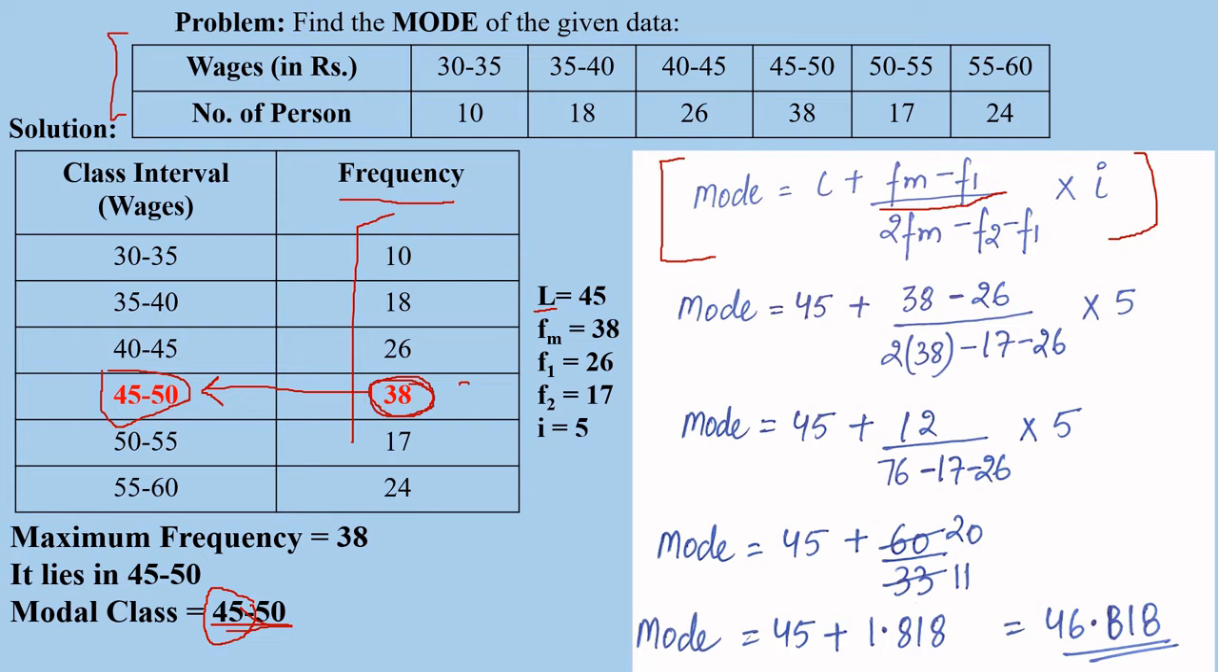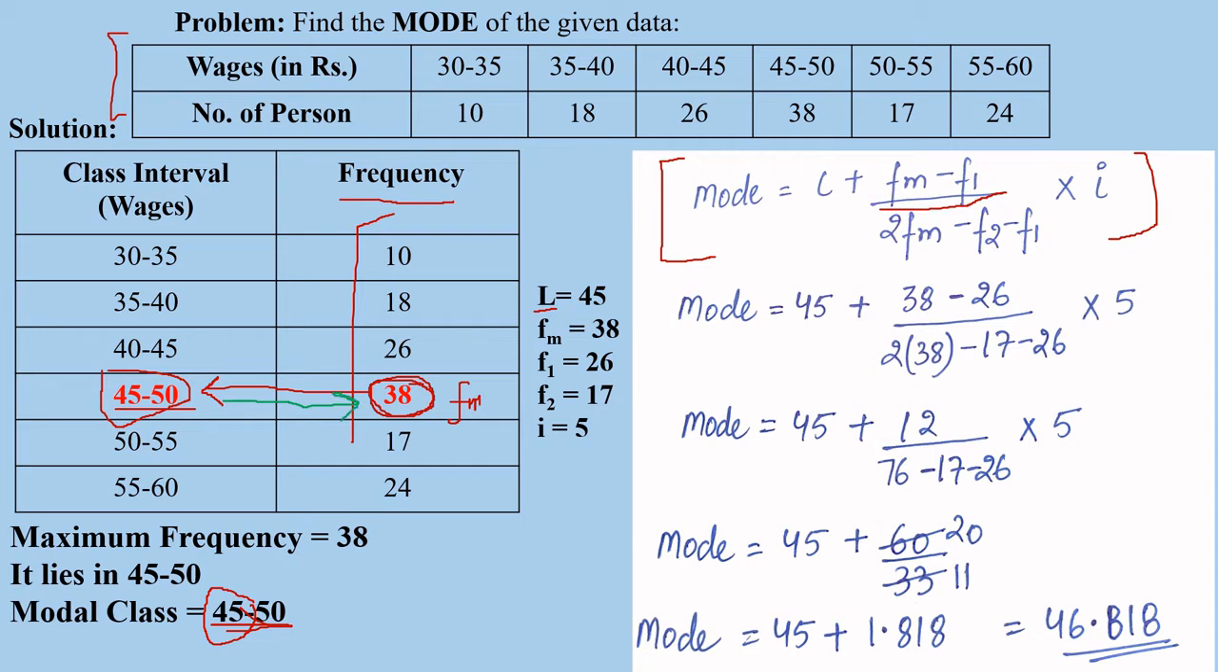Now find the value of Fm. Fm is the frequency of modal class. Here in this data modal class is 45 to 50. So the frequency of modal class is 38. So the value of Fm is 38.